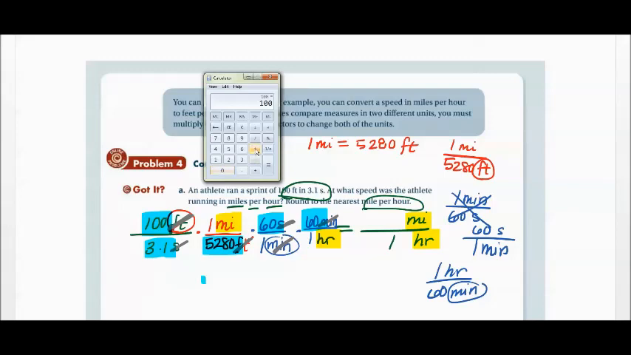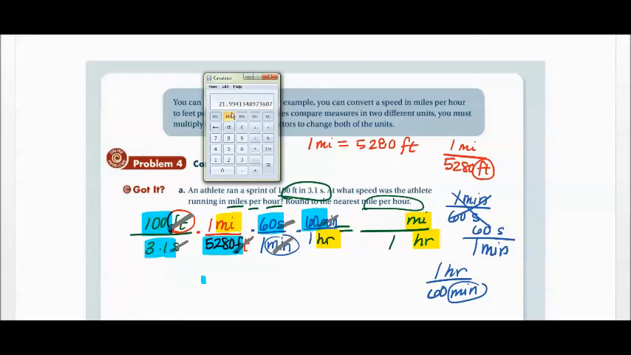100 times 60 times 60 equals, yeah, that has one less 0 than it did before. Okay, then let's hit divide by 3.1 equals divide by 5280. Okay, this is a lot more reasonable. If you're running really, really fast, this is about 22 miles per hour, that's kind of reasonable if you're running really, really fast.